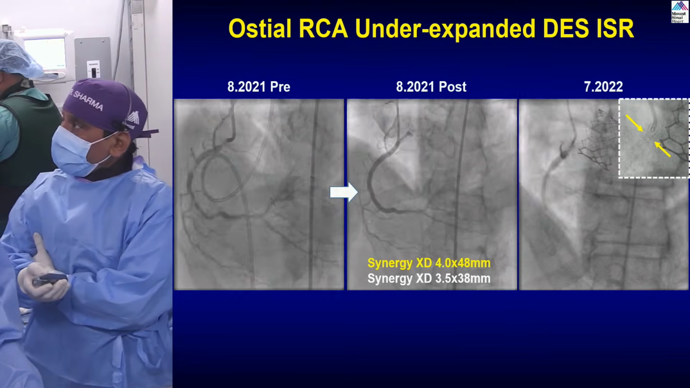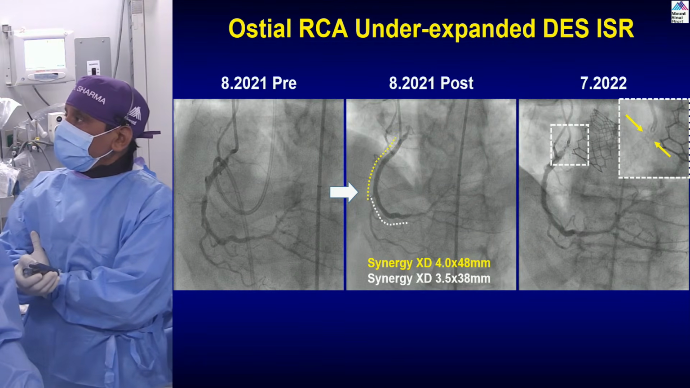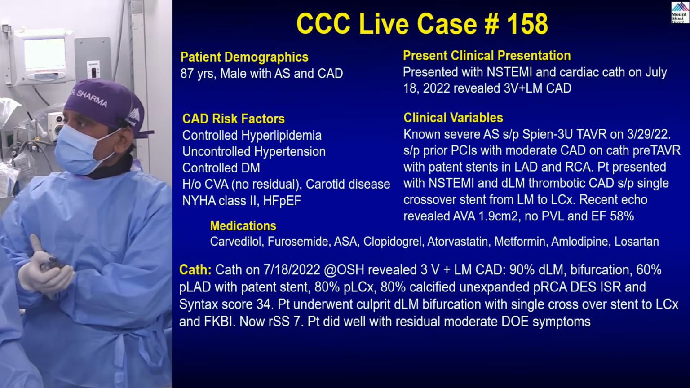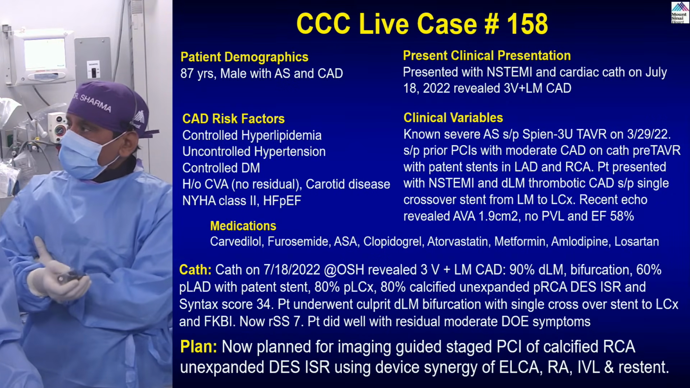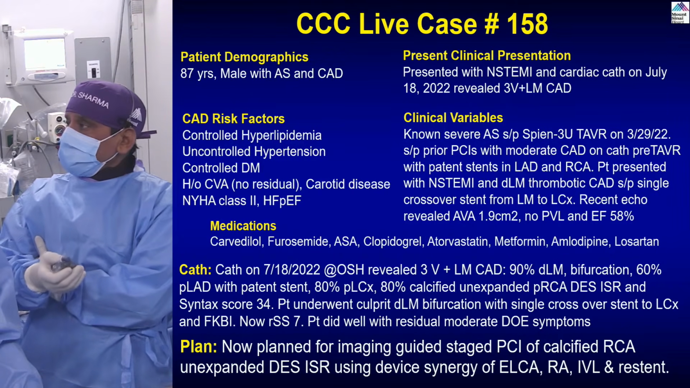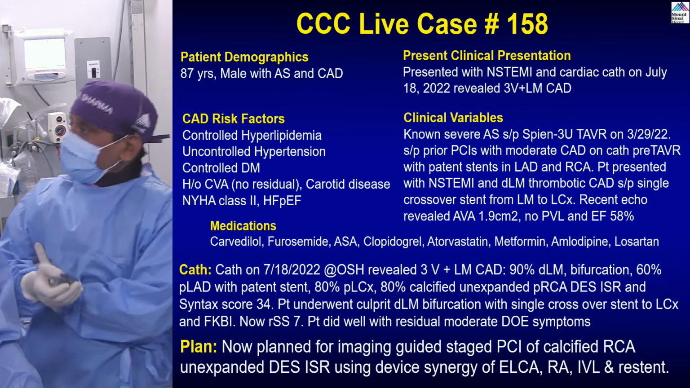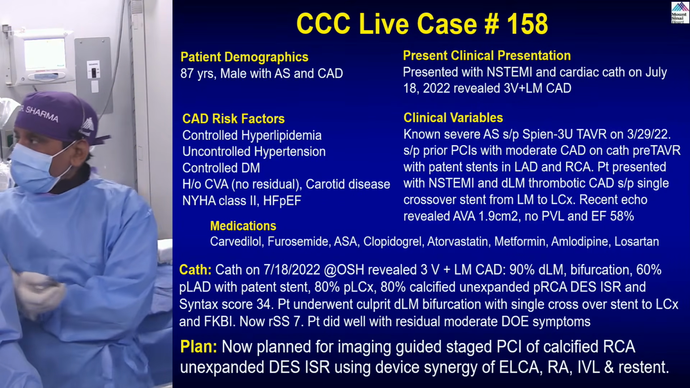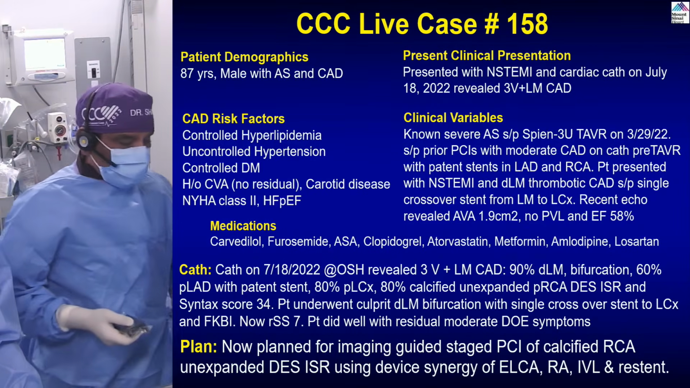What exact mechanism, we are going to look into this aspect, and this is where our case is for today: imaging guided PCI of this calcified RCA, underexpanded DES ISR, using device synergy. The question is, we got a few emails already: ELCA, rotational atherectomy, IVL, or re-stenting. So this is basically the issue, and we are ready.